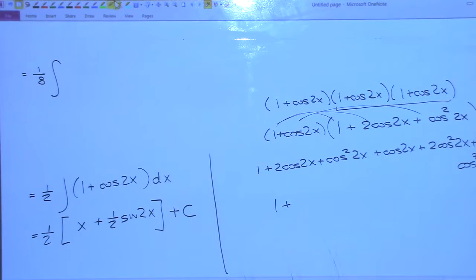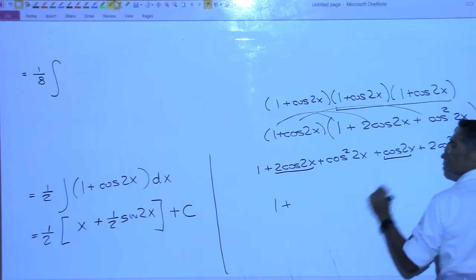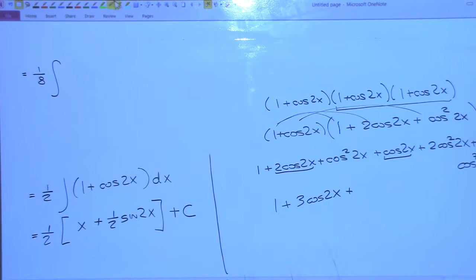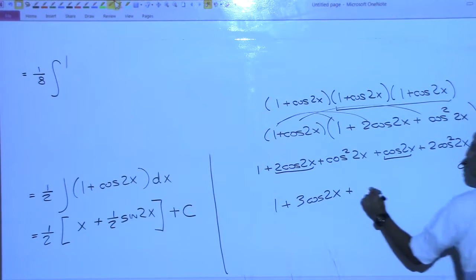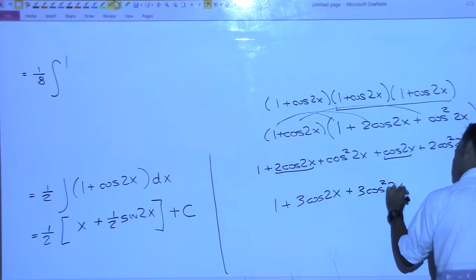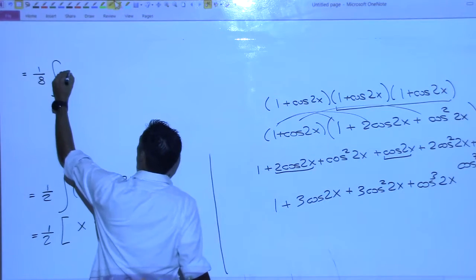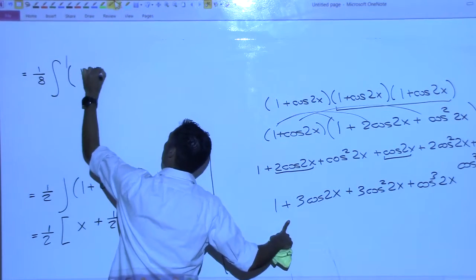How many cosine 2x's do we have? 3 of them: 2 of them, 1 of them. So we have 3 cosine 2x. How many cosine squared 2x's do we have? 3 of them. 3 cosine squared 2x. And how many cosine cubed 2x's do we have? 1. Cosine cubed 2x. I have the one out front. Okay, you ready? You're not going to like this. You're going to like it, but you don't know you like it yet. Okay, 1 plus 3.